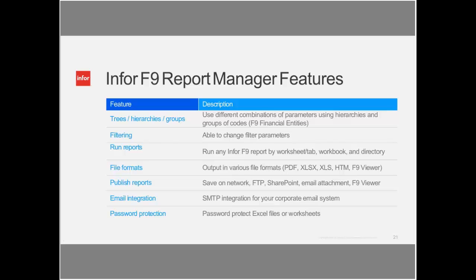Also, you can take an entire directory where there are multiple F9 reports stored and say, I want to run all these reports with these different types of scenarios and blast them out. Okay? Different file formats: PDF, Excel format, HTML. You can publish the reports so that F9 Viewer can run them. Lots of different methods and integrations, like uploading reports to FTP sites, the F9 Connect SharePoint server, email attachment I've already mentioned, F9 Viewer I've already mentioned. Email integration to your corporate email system, no problem.